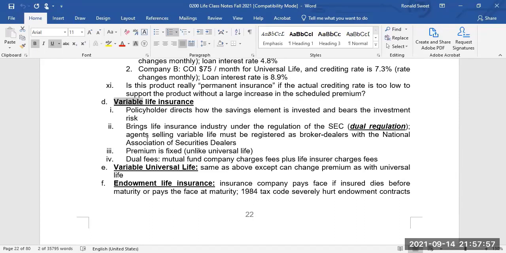So if you sell this product, you have to have licenses both from the state and from the federal government to be able to sell these. So you have dual regulations. And the SEC said, hey, you know, this is pretty risky stuff. The policyholder is going to see their cash value going all over the place from an industry that in the past has had these very predictable products.